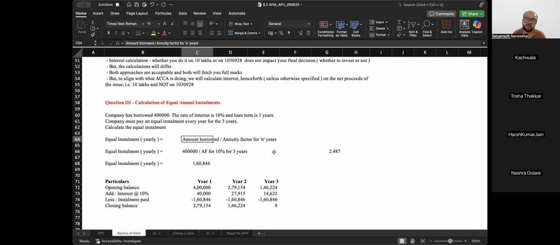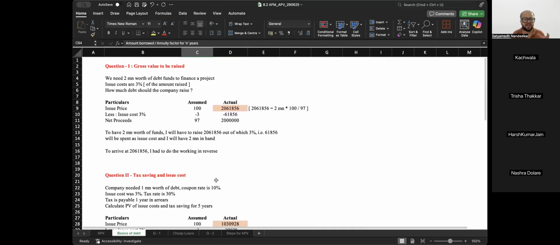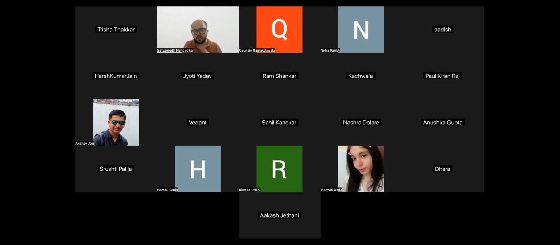Amount borrowed divided by annuity factor for n years. That will give you the value. And the rest of the calculations, so tax saving and all, you know how to do that. No rocket science involved. So whenever you are calculating the base case NPV, make sure that the discounting is done using the cost of equity only, not using the weighted average cost of capital. And then you will have to add the financing side effect to it.